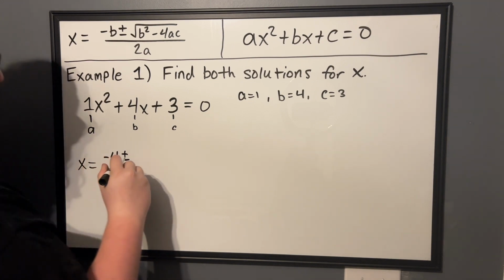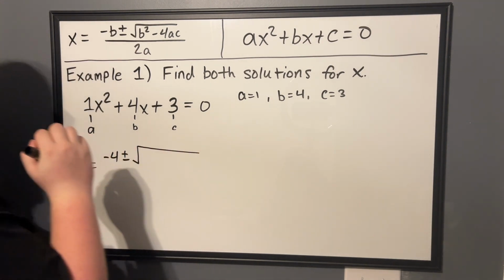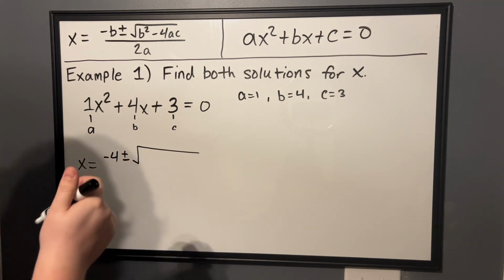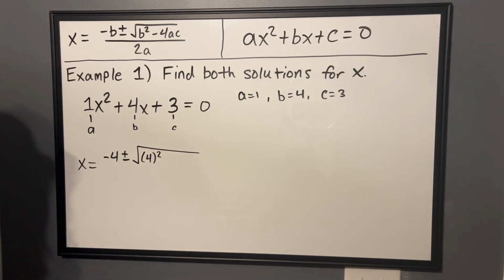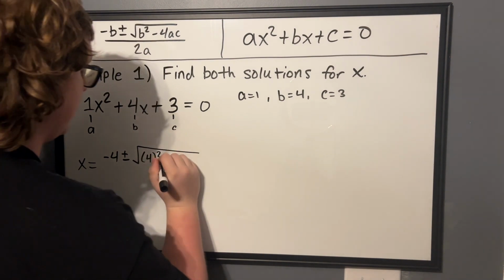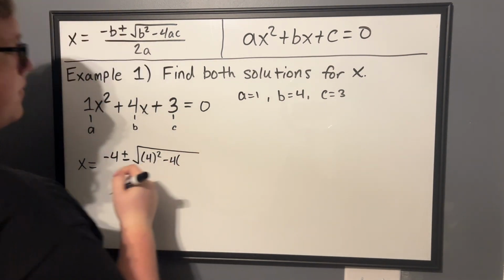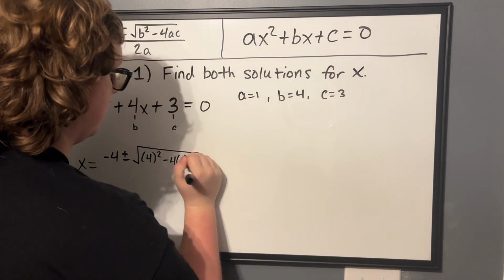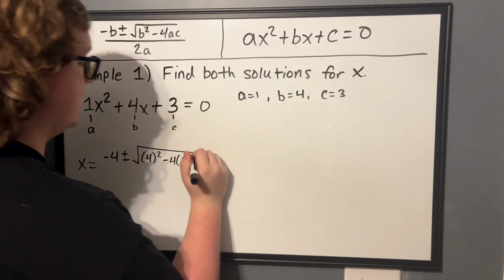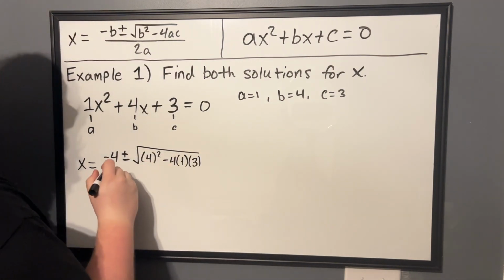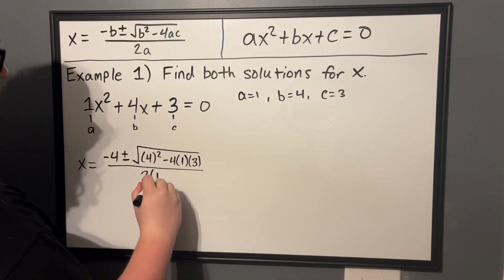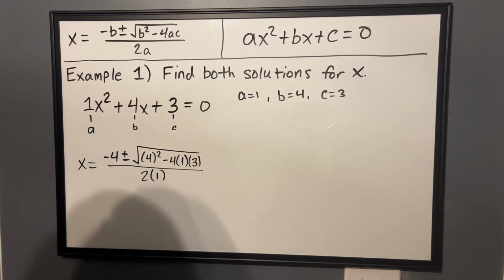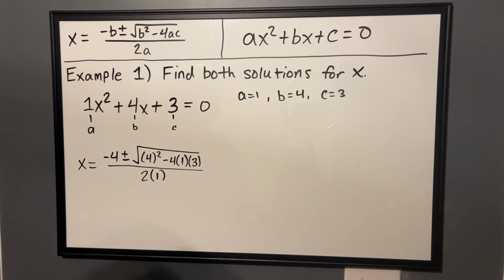And then we have the square root, so a big square root, and then we have b squared. Now remember, b was 4, so we're going to have 4 squared minus 4ac. So this is going to be a minus of 4. Remember, a was 1, so 4 times 1 times c, which was 3. And all of that is over 2 times a. But remember, a was 1, so 2 times 1. Okay, so this is us plugging everything in.